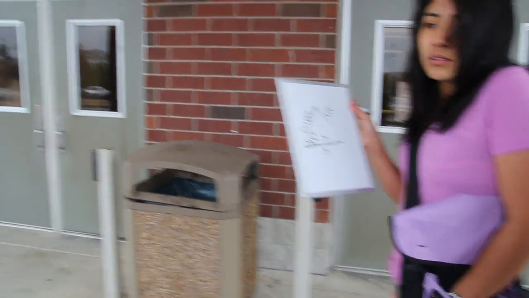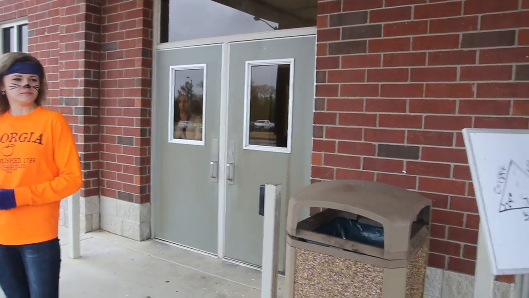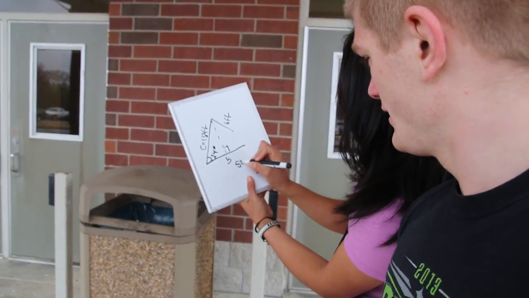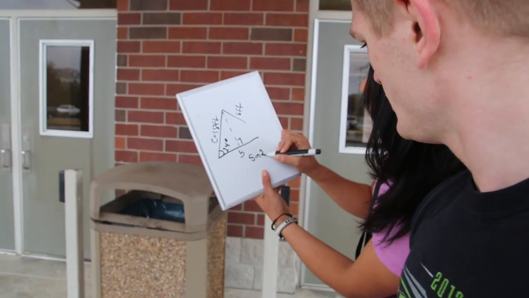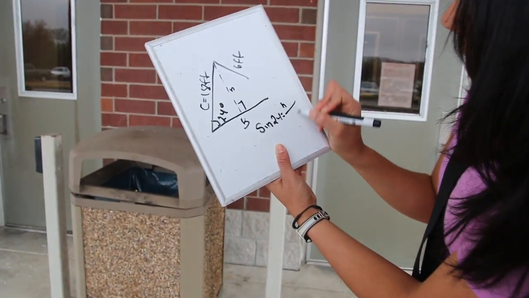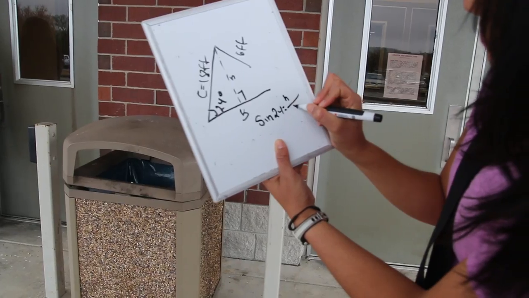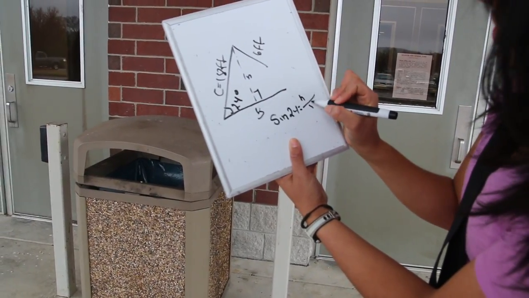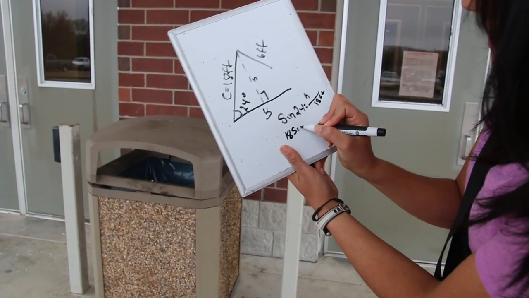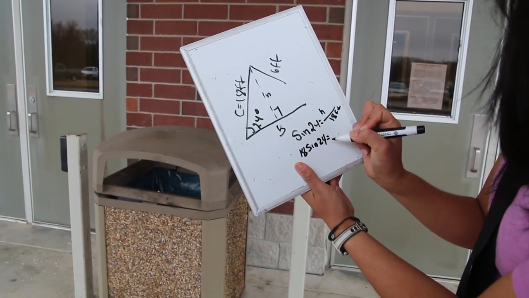Oh, please. Your phone won't do you any good. All right, Boots, do you see this? When we plug this into the calculator, we're going to have to do sine 24 is equal to opposite over hypotenuse. Correction. So we plug this into the calculator as 18 times sine 24.